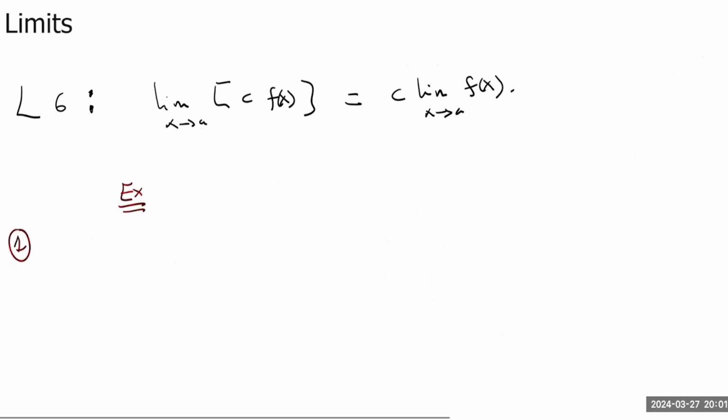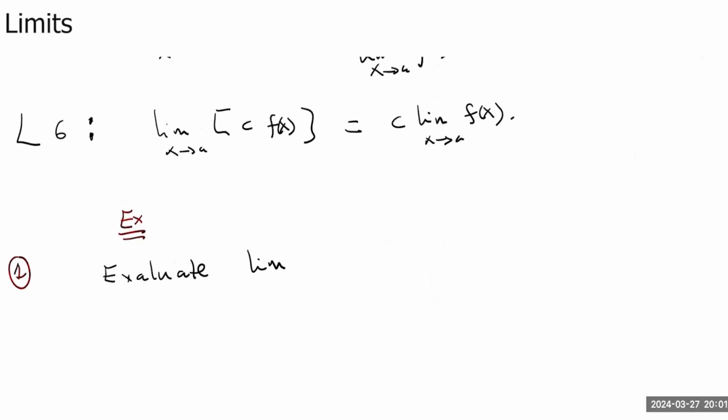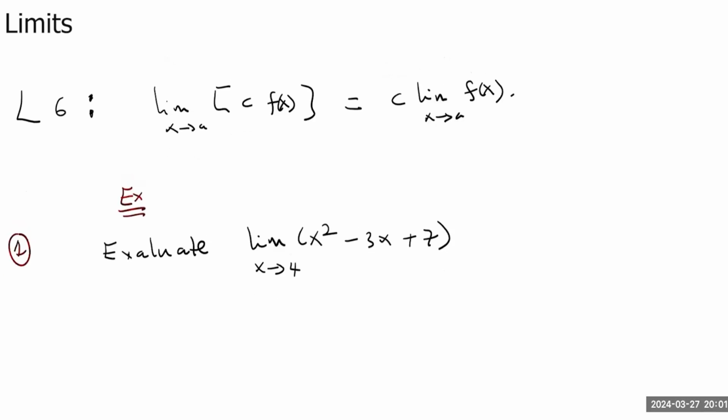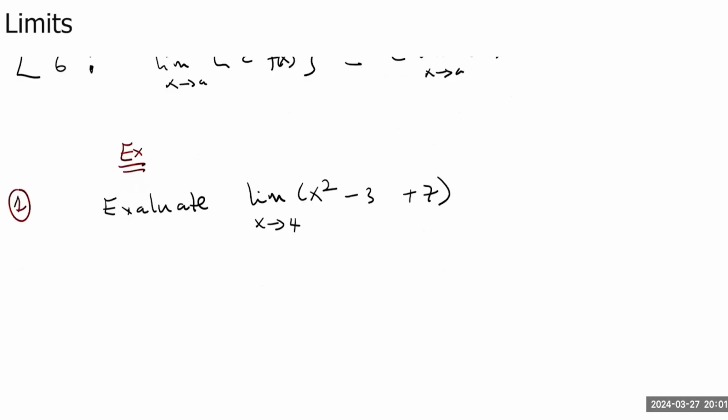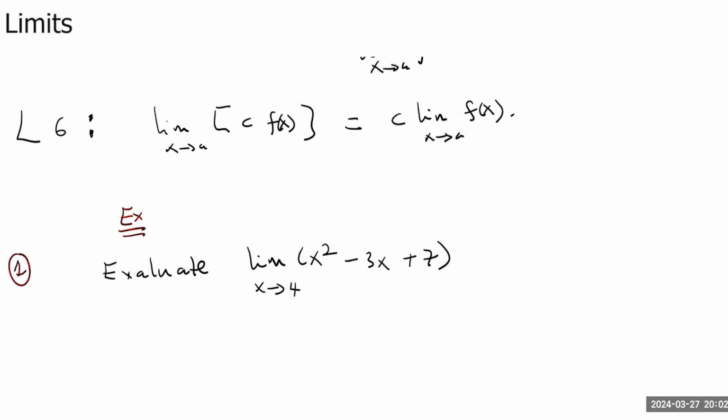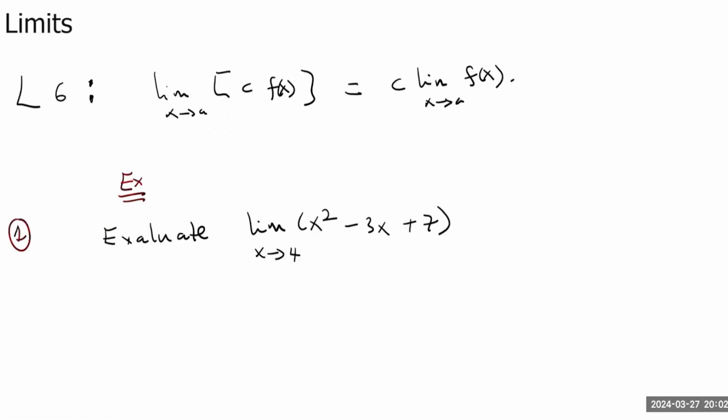So example 1. If I ask you to evaluate the limit of the function x squared minus 3x plus 7 as x approaches 4, what do we do? Which law can we use to solve this problem? Anyone? So we can use the limit of the sum or difference. Very good. So we said the difference of the limits, right? In which case, over here, we can distribute. So now let's do the distribution, which means the limit as x approaches 4 of the function x squared, and the limit of the function 3x as x approaches 4, plus the limit of the constant 7 as x approaches 4.